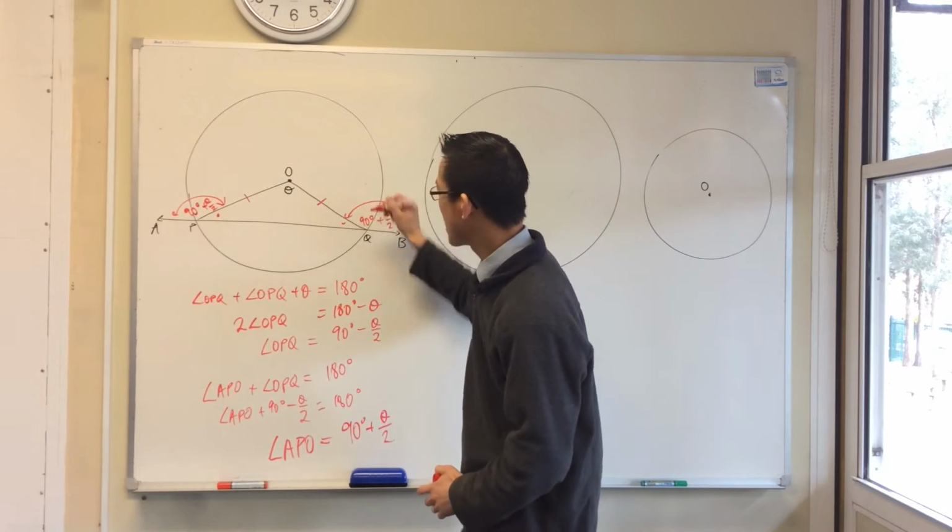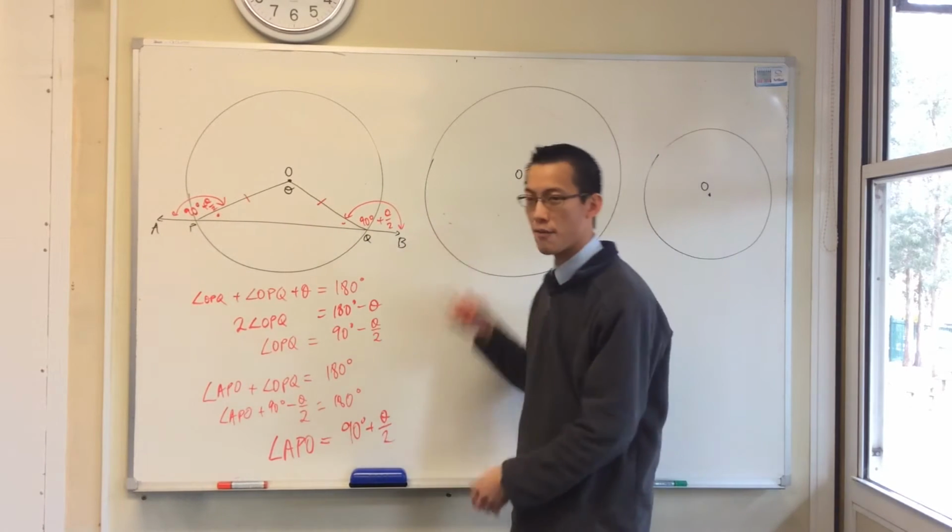You could rehearse exactly the same thing, but instead of A's and P's, you'd have B's and Q's. Okay?